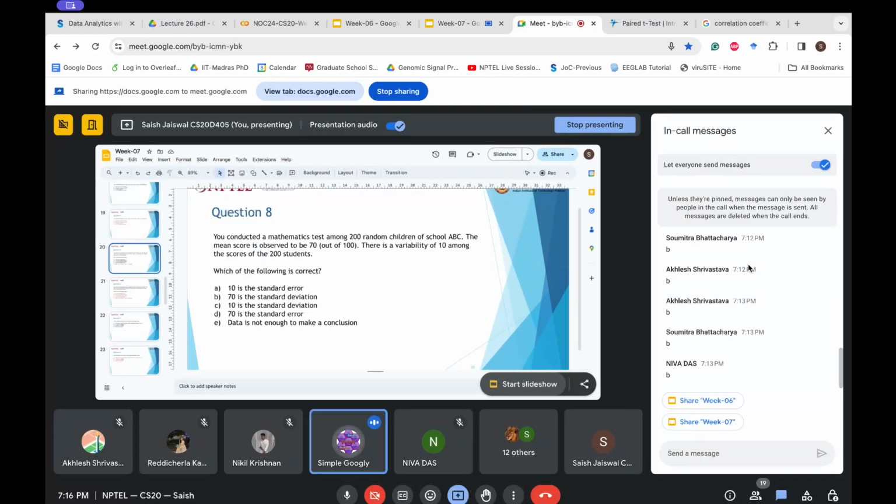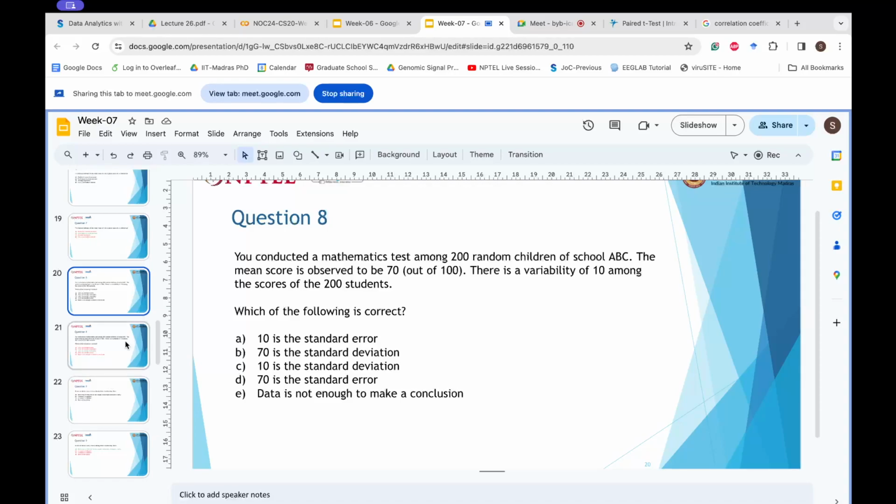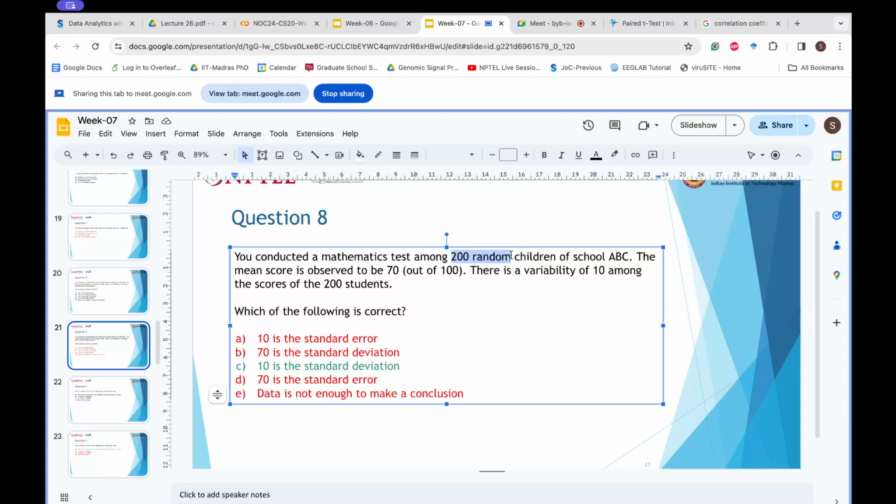C, 10 is the standard deviation. Okay, that's the right answer. So 10 is the standard deviation because this is the population, the information that you have been given, and 10 is the standard deviation for the population.